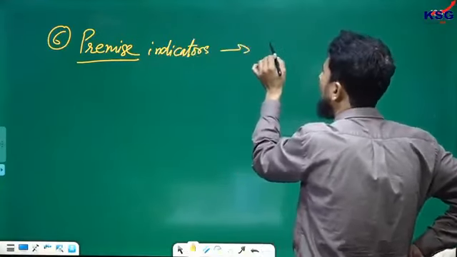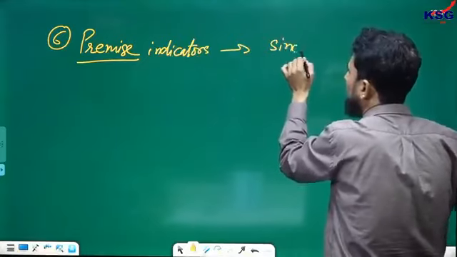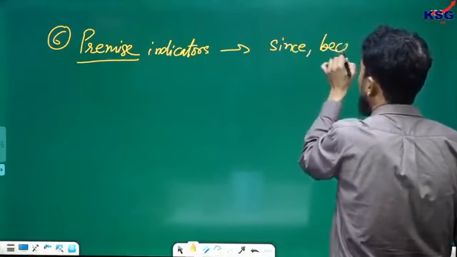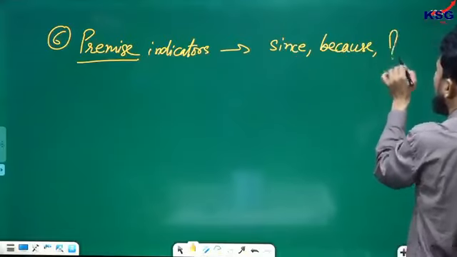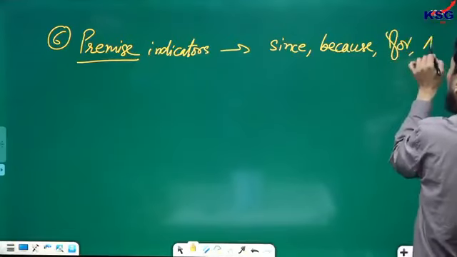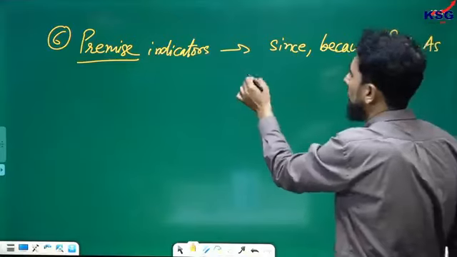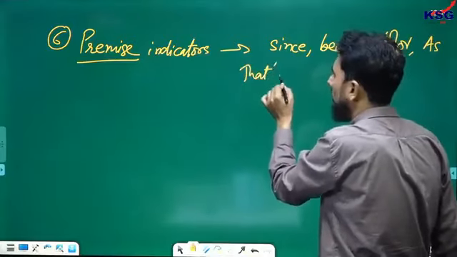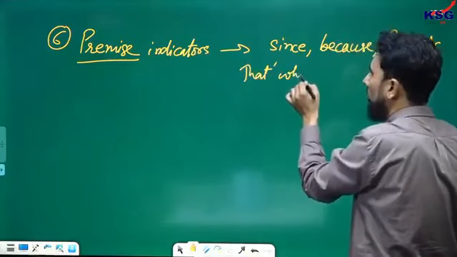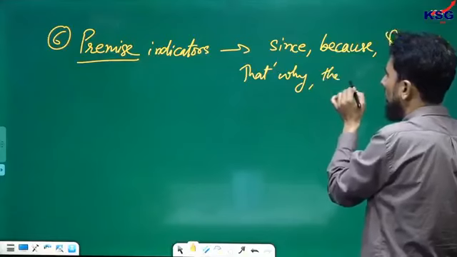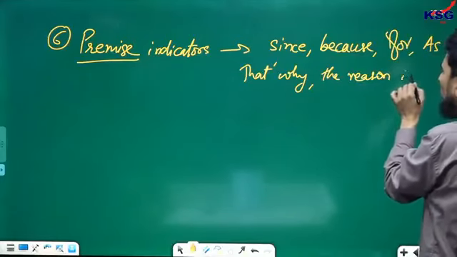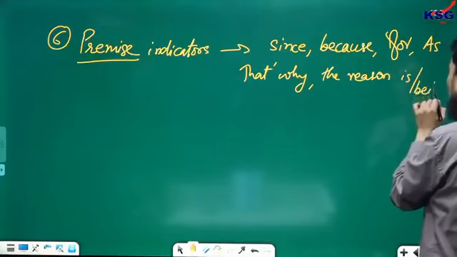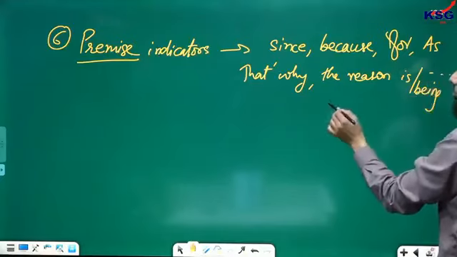For premise indicators, you have words like since, because, for, as, that's why, the reason being, the reason is, and you give the reasons after these words.